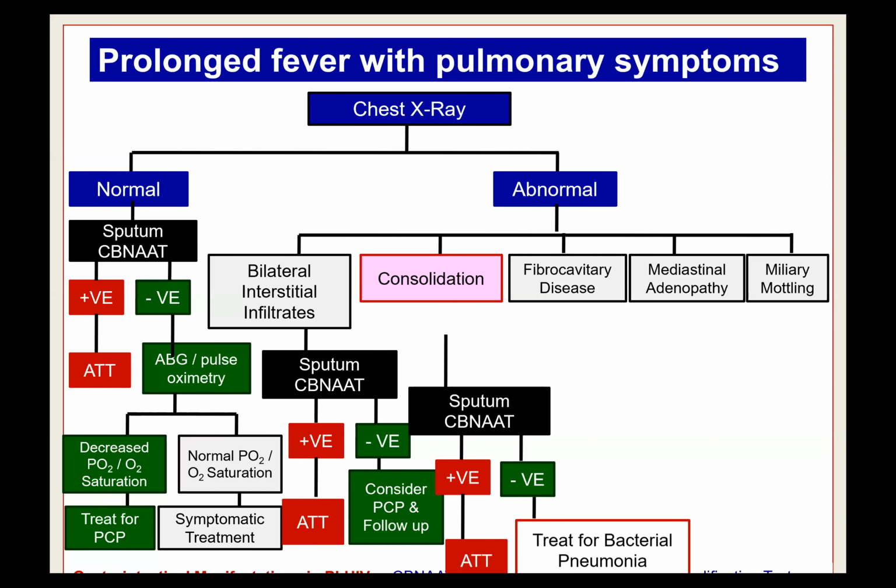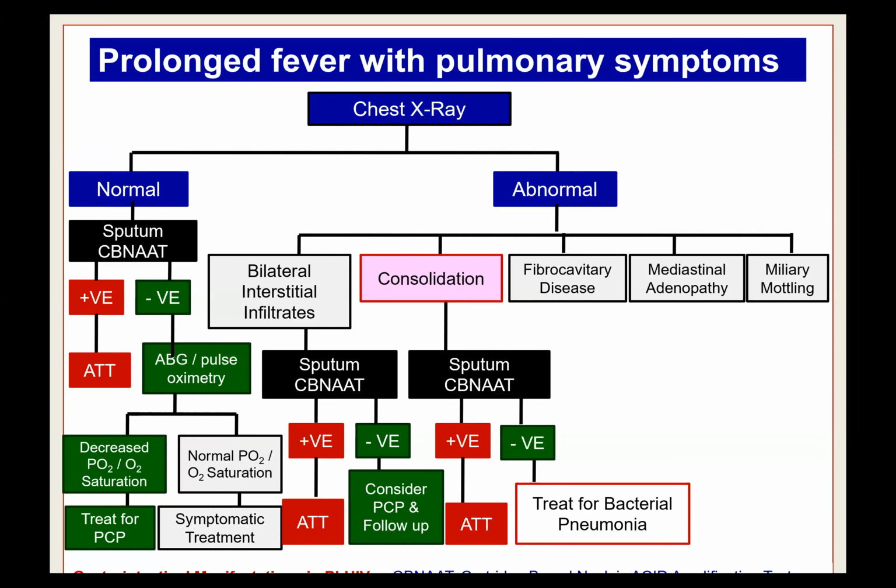If for consolidation, if you see any finding in lungs, you will go for CBNAT examination first, and after ruling out TB, and if that is negative, then you may consider other diagnosis.